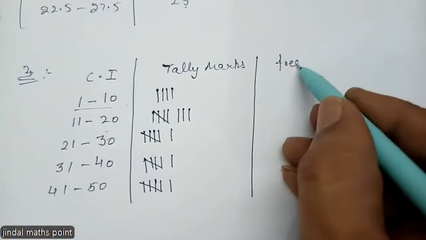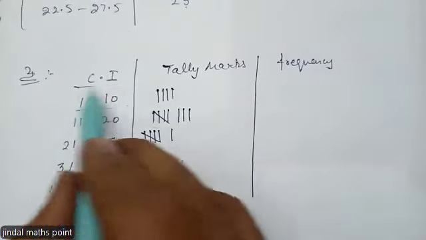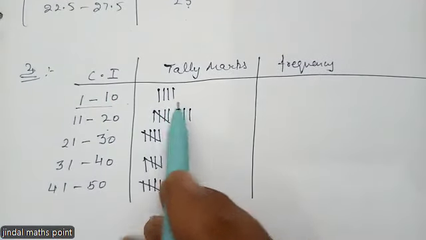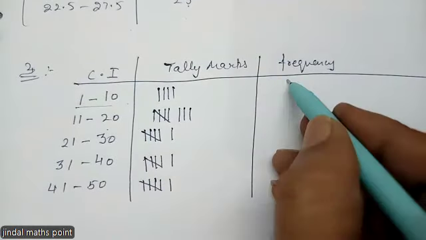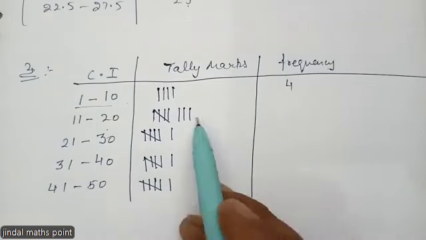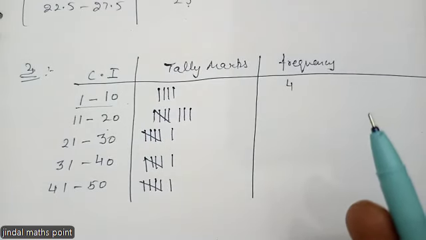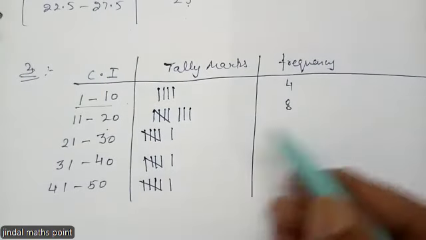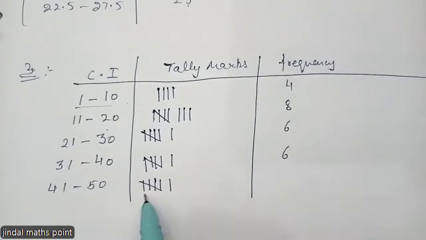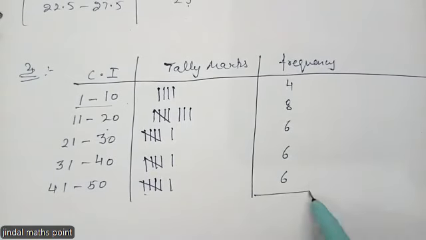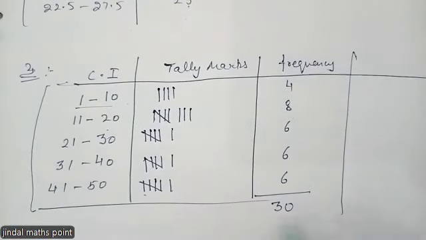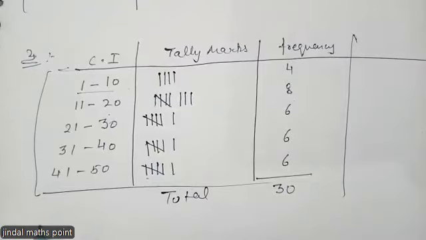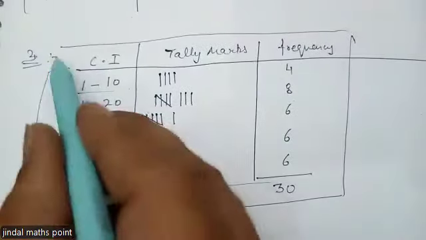Here we have to write down frequency. How many lines are there, Evelyn? 4. We have to write down 4 here. How many lines are in this one? 8. 5, 1, 6. 5, 1, 6. 5, 1, 6. Add these two. 8, 4, 12. 12 and 18, 30. This is total. This is the frequency distribution table.